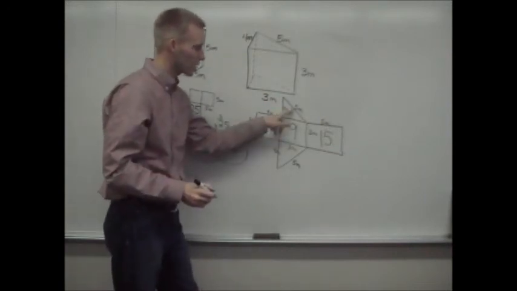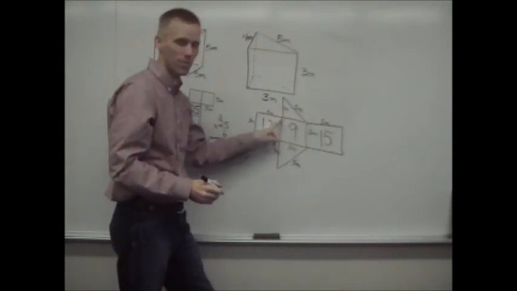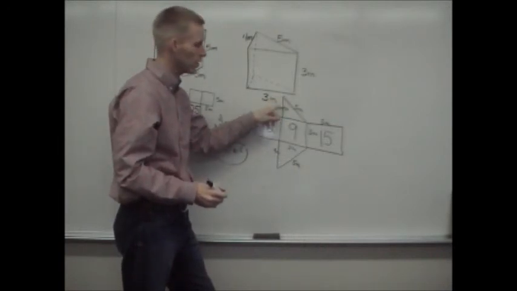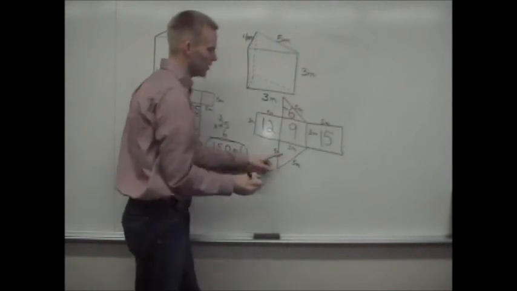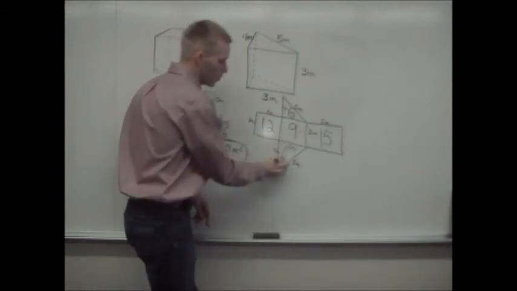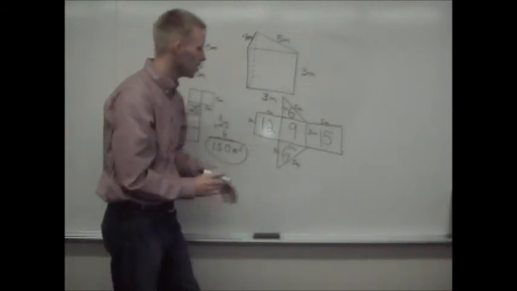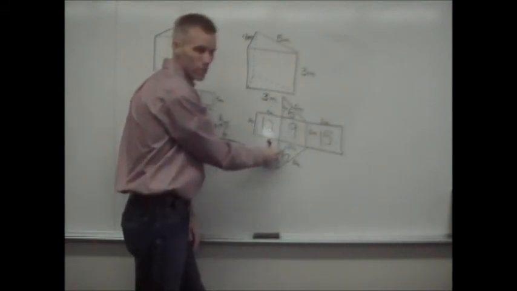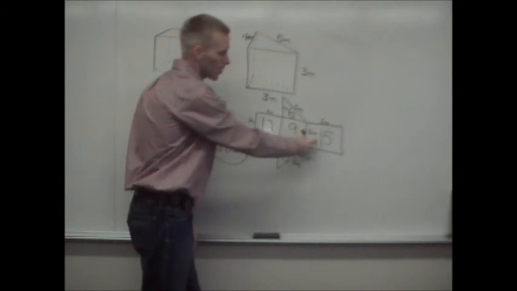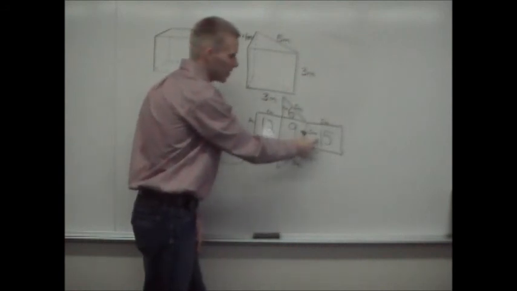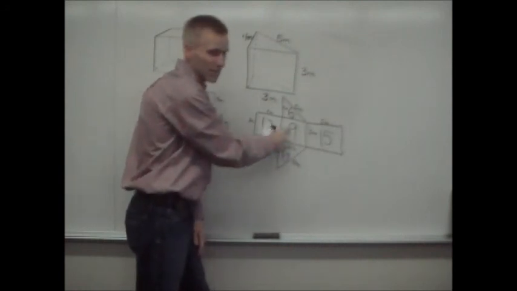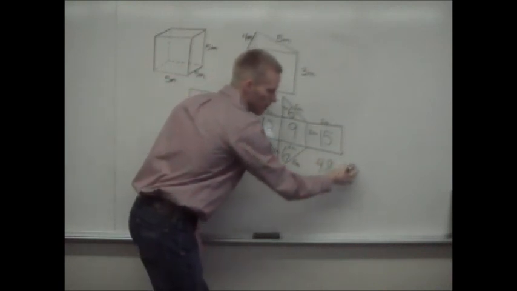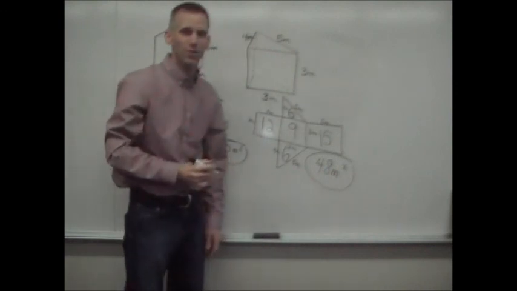Now I've got a couple triangles. Both of them have a base of 3 and a height of 4. Base times height divided by 2 is going to give us 6. Since they're the exact same thing, we know this is another 6. We can add all of these up. 6 and 6 and 12 makes 24. 24 and 15 makes 39. 39 plus another 9 gives us 48. 48 square meters is our final surface area of this.